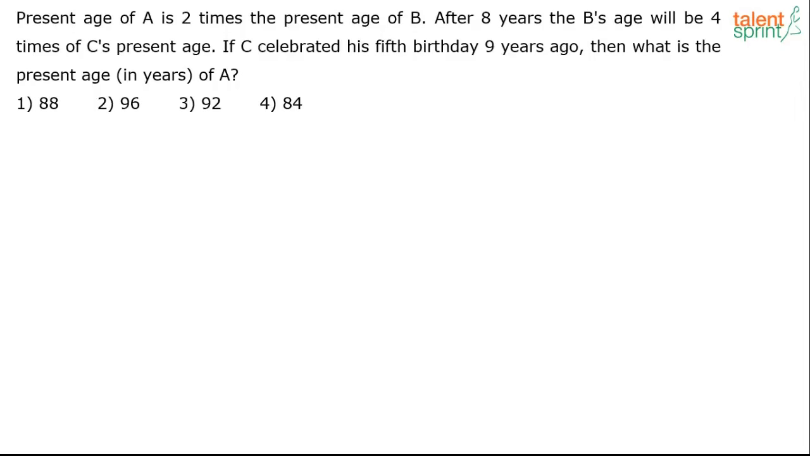Present age of A is 2 times the present age of B. After 8 years, the B's age will be 4 times of C's present age. If C celebrated his 5th birthday 9 years ago, then what is the present age in years of A? Try this out. Slightly different from what we usually solve. I'm sure you'll be able to crack it.